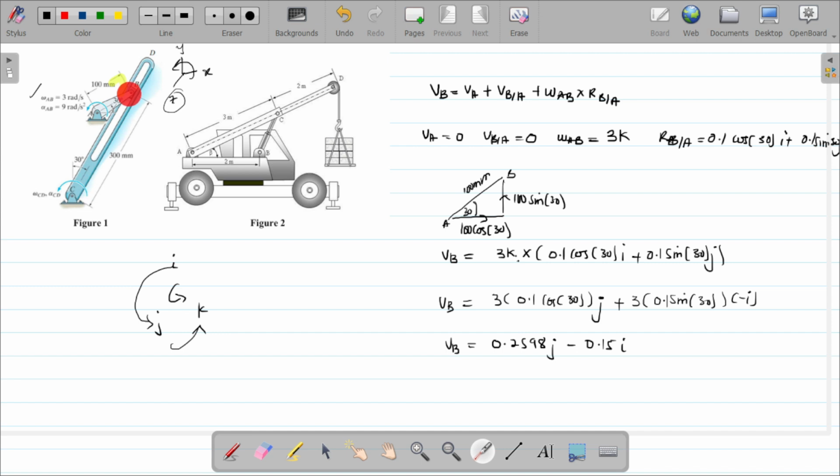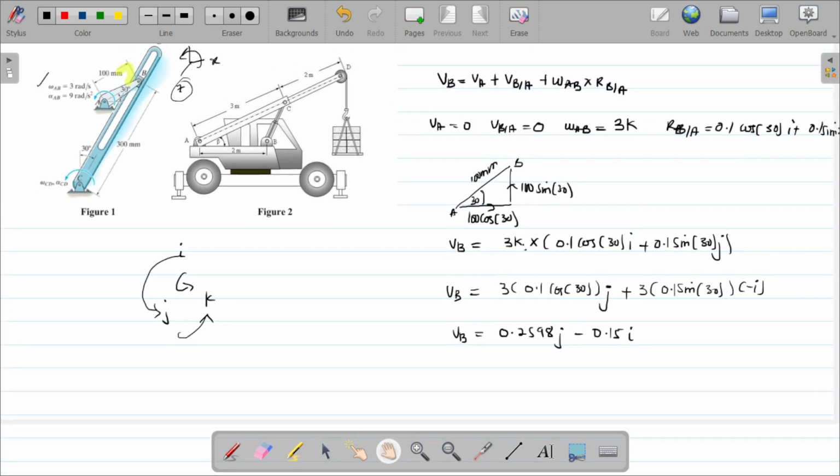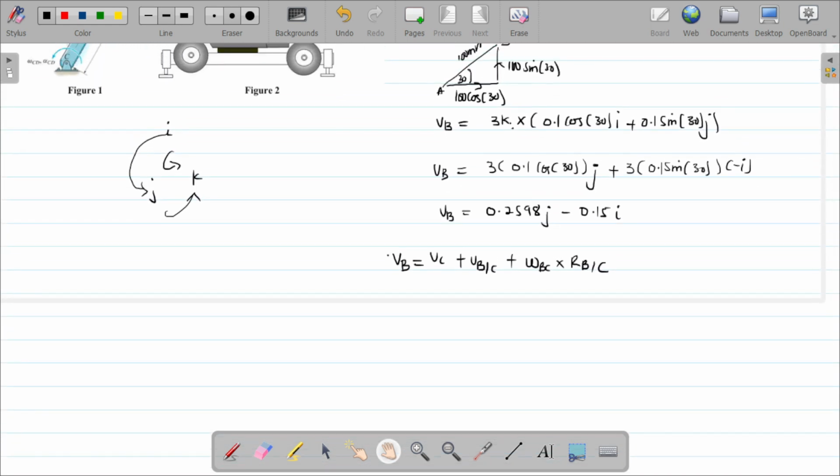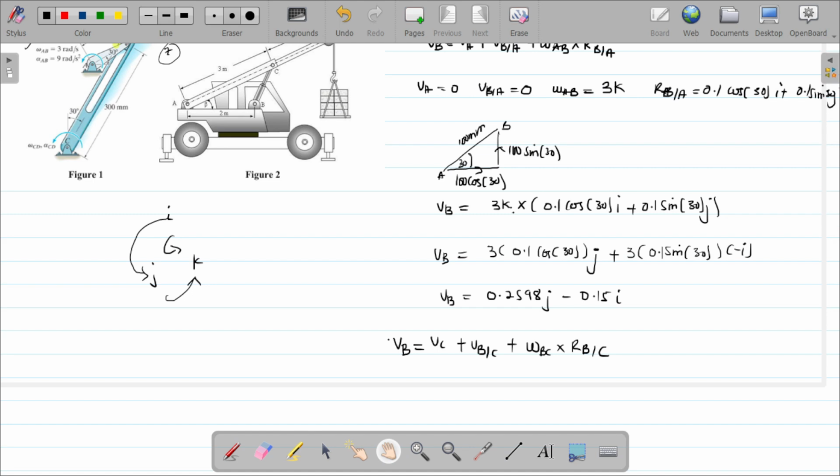So I'm going to compare B to C as well. I believe now you are familiar with the game. So you're going to say velocity of B is equal to velocity of C plus velocity of B relative to C plus angular velocity of BC cross r of B relative to C. Okay, this time C is fixed and zero.